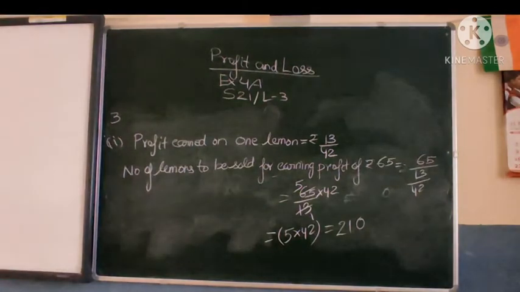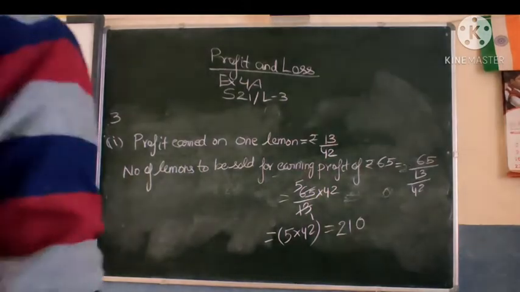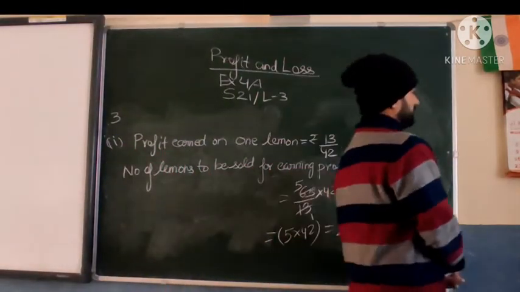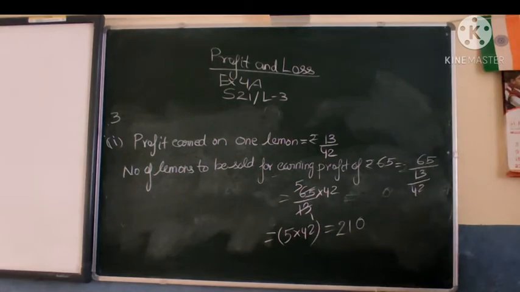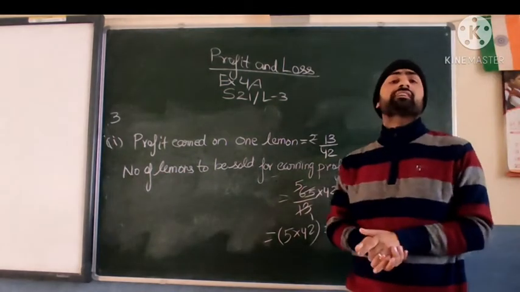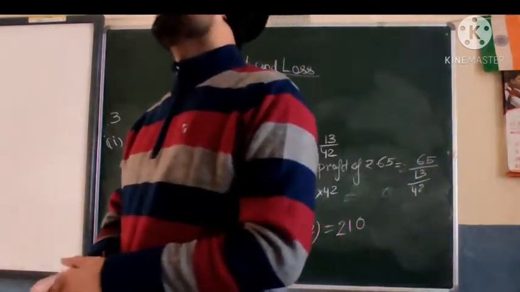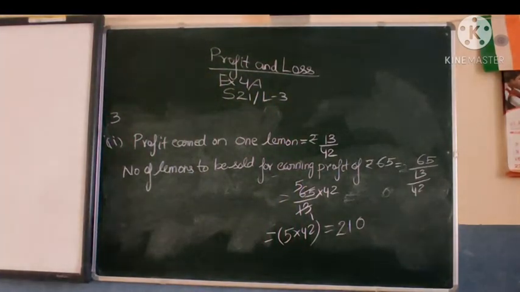So see, if you remember your problems of time and work, I have told you there about this. Earning the profit will be easy here or difficult? It will be difficult because the profit that we are earning is fractional, and since the profit earned per lemon is fractional, to earn more profit we have to sell so many. How many do we have to sell? 210. That thing should be noted.